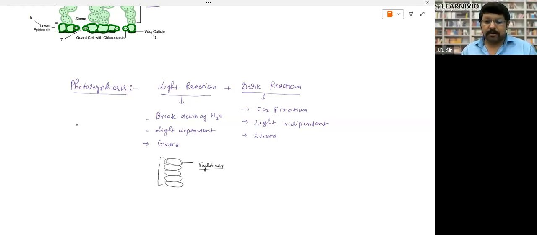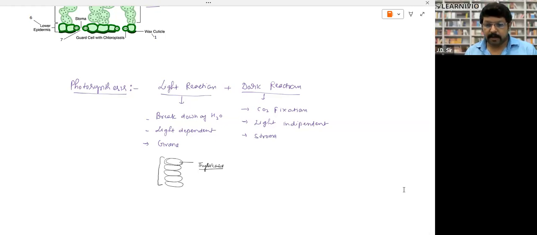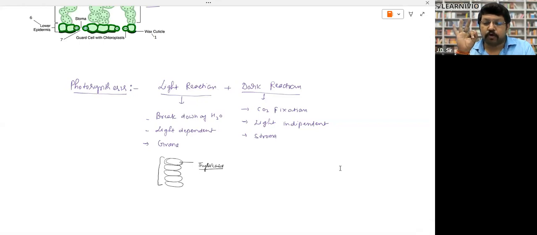So tell me, will the dark reaction go on, or will it take place in daytime only, night time only, day and night both, or none of the above? Quick, don't take too much time. Ilam, what should be the answer? Martin? Shridika? Alia? So what's the question? The question is that dark reaction will take place: first option, in daytime only; second option, night time only; third option, day and night both; fourth option, none of the above.